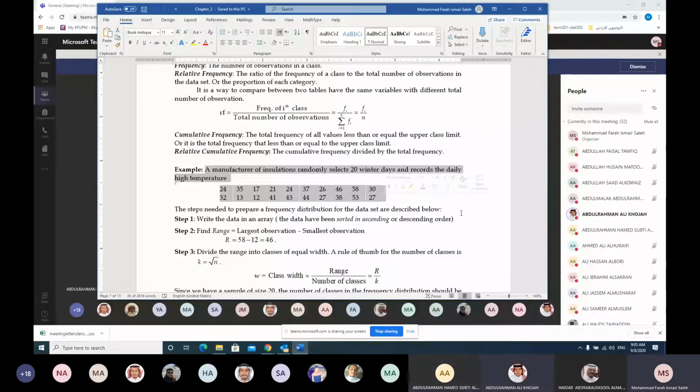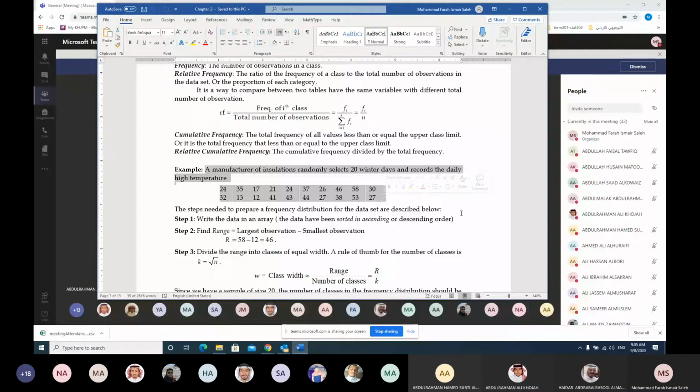A manufacturer of insulation randomly selects 20 winter days and records the daily high temperature. Then we have the temperature for 20 days. Since we speak about temperature, and you know temperature is numerical data, right? Yes. Now, our aim is to build a frequency distribution to describe the daily temperature. We follow steps, 6 or 7 steps.